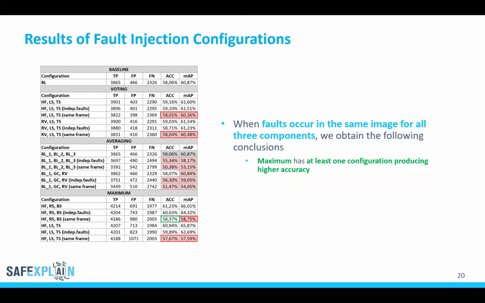And then finally, for the second case, if we look at when the faults are occurring in the same image for all the three components, which is the most extreme case, we see that maximum has at least one configuration that has a higher ACC. And well, in the case of voting, all of them have lower MIP and ACC, but we see the accuracy is still quite close to the baseline. And with averaging again, it simply produces worse results than the baseline.